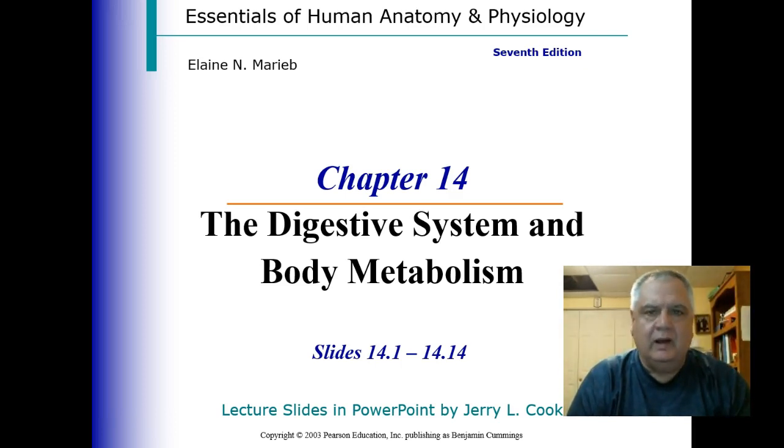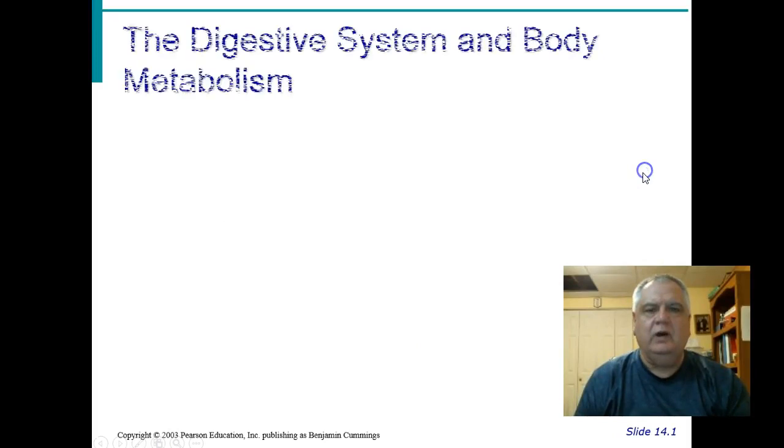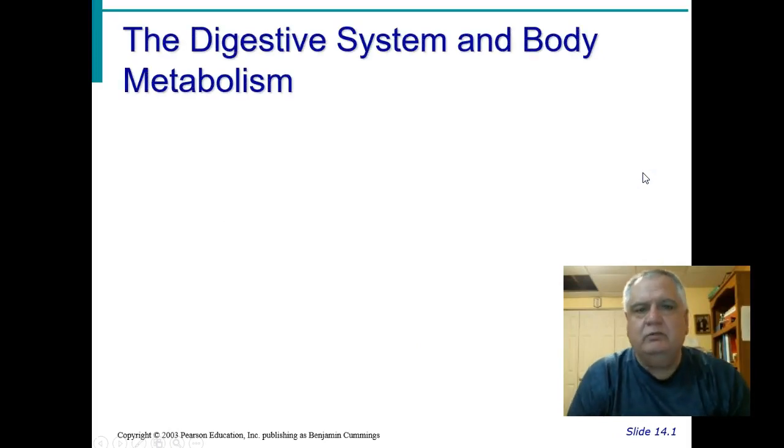So the way we're going to divide it out here is in this first section, we're going to be taking a look mainly at the functional anatomy of the digestive system. Then whenever we get into body metabolism, we'll be talking more about physiology, about how things get done, how the digestive system does what it does, and how nutrients are metabolized once they're absorbed by the body. So let's go ahead and get started. I'm going to be moving fairly quickly through this, so if you need me to slow down, just hit the pause button whenever you need to.